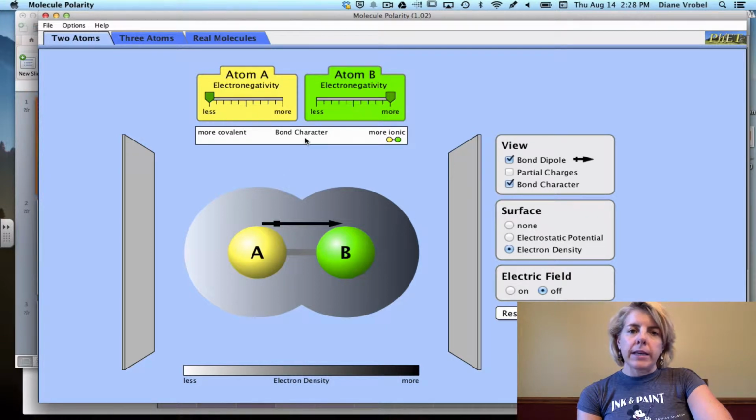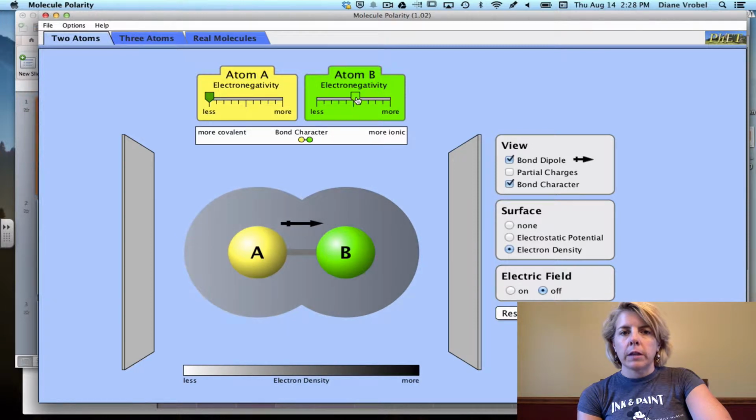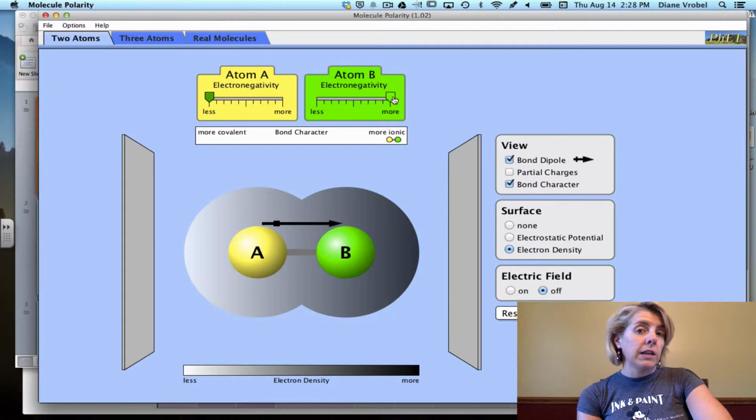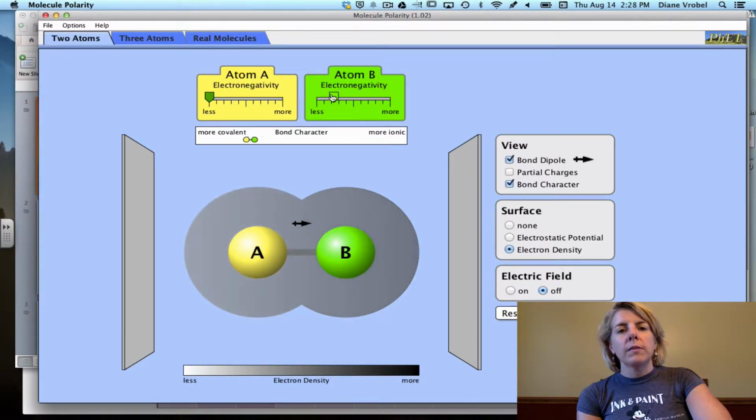Also, notice the bond character. Let me show you again: we went from somewhere in between ionic and covalent to mostly ionic. So notice how when you have an extreme difference between electronegativities, you're looking at ionic bonding. Now, let's reduce it down to less. Notice that if both of the two atoms have similar electronegativity, it's considered mostly covalent, and there's no white. It's essentially just a plain gray color between the two atoms.